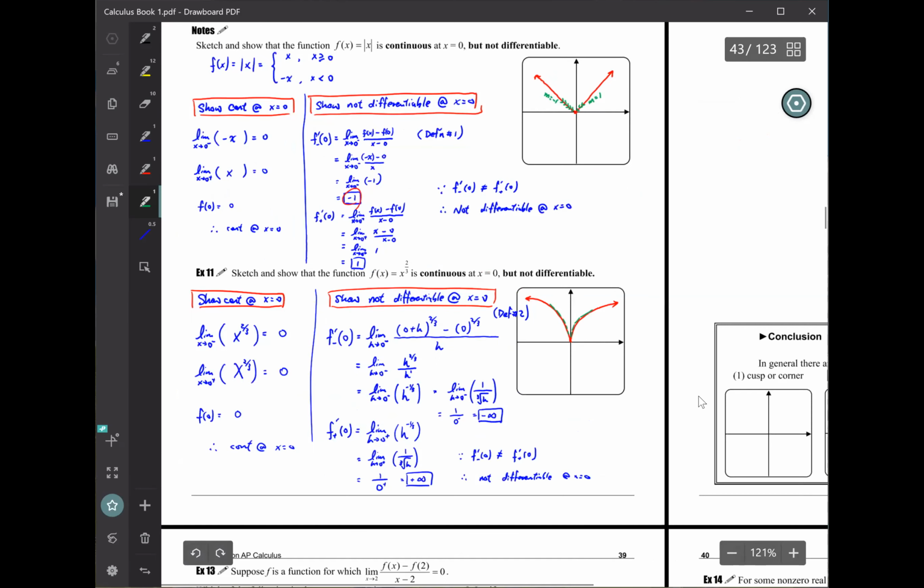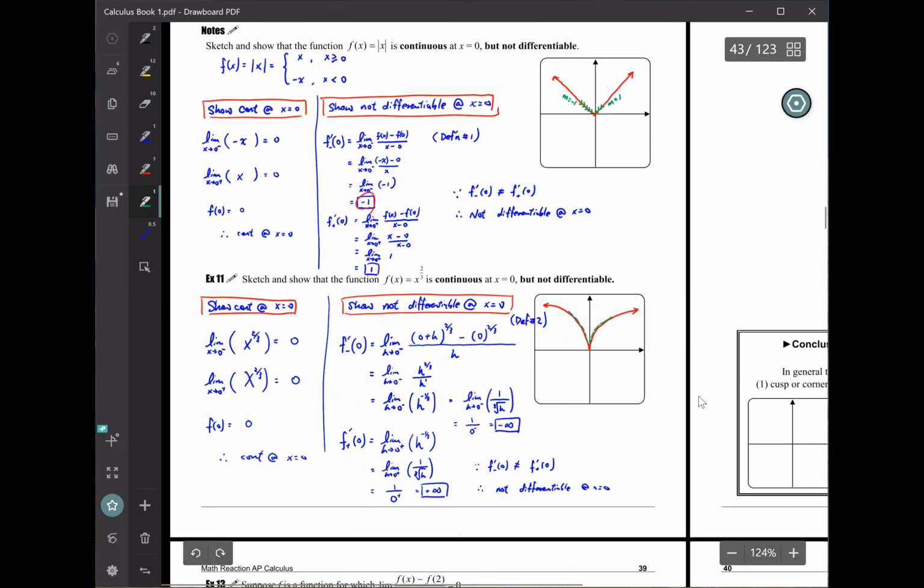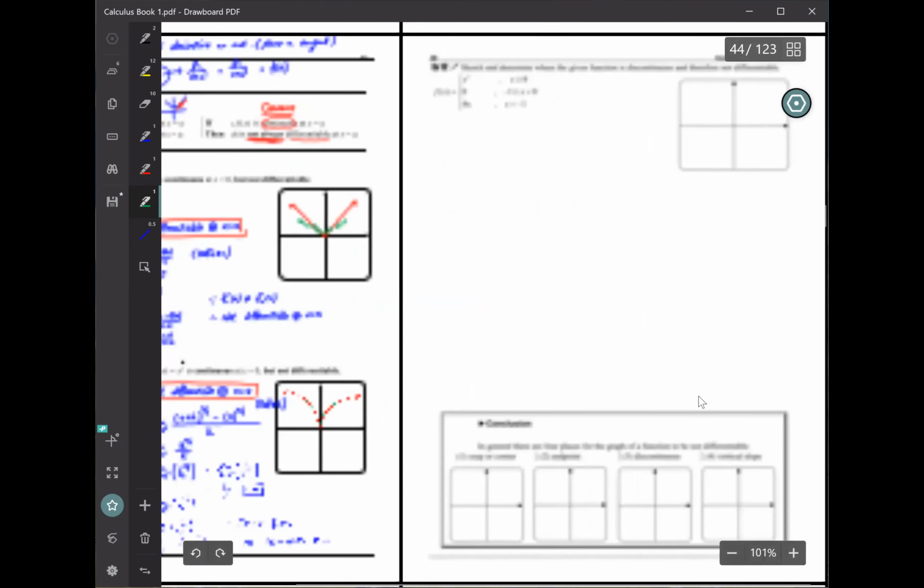So in the homework, you will have something like this. You need to find the slope from each side. Sometimes you get different results, sometimes the same. If it's the same, then it's differentiable. If it's different, it's not differentiable. As easy as that. Any questions so far? Okay, then we'll look at the next one.